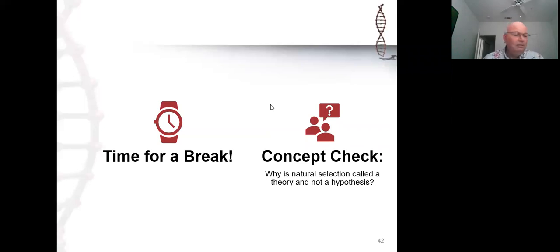So, another break. We're getting very close to the end of the presentation, however. If you want to hang around for a couple of minutes, we'll get through the rest of the slides, but here's another concept check for you to think about. And again, this is something that I've just been talking about, so it shouldn't be very difficult to come up with an answer. Why is natural selection called a theory and not a hypothesis? Perhaps we'll just move on rather than waiting for too long. Why is it a theory and not a hypothesis?